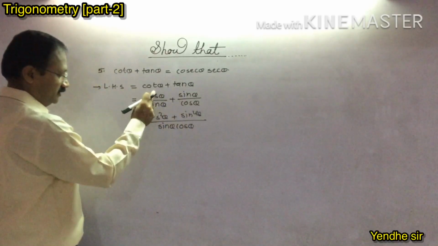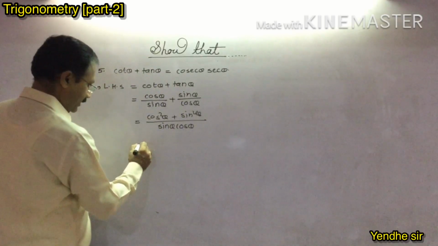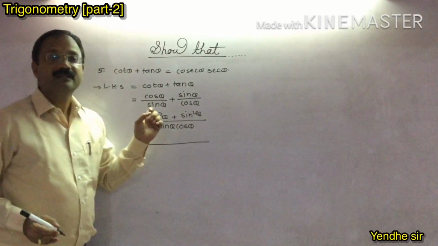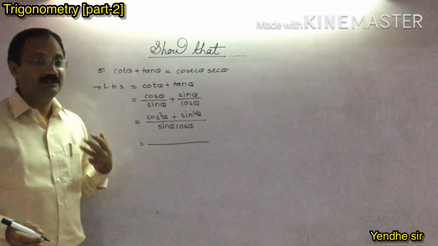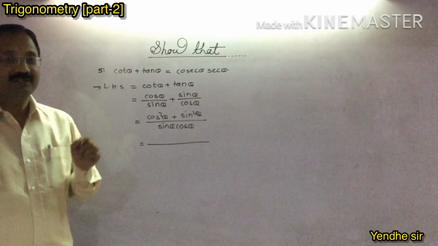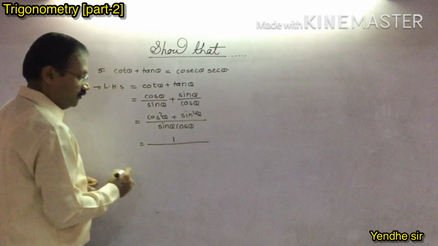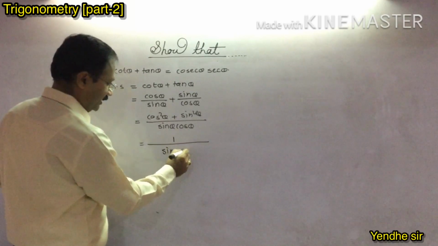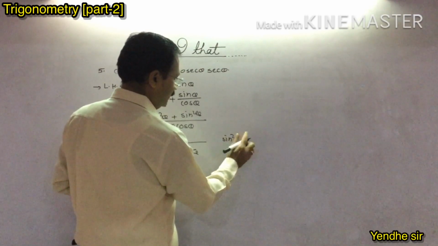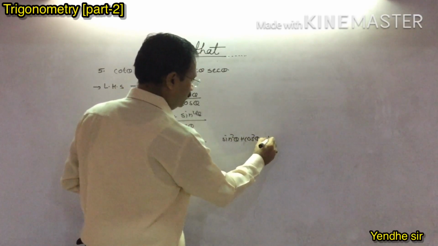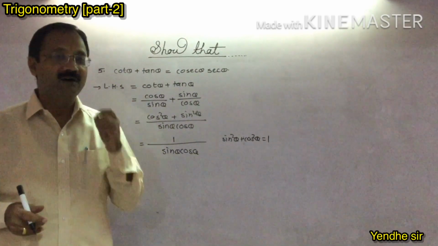So cos theta into cos theta is cos square theta. Sin theta into sin theta is sin square theta. And d into d. Okay, then rule number 4. Take a common. Is there anything common here? No, nothing is common. Then which is the next rule? Is there sin square theta plus cos square theta? Yes. So instead of that, you have to write 1 upon sin theta and cos theta will be as it is. And here you have to give the reason: sin square theta plus cos square theta equals 1. Very good.